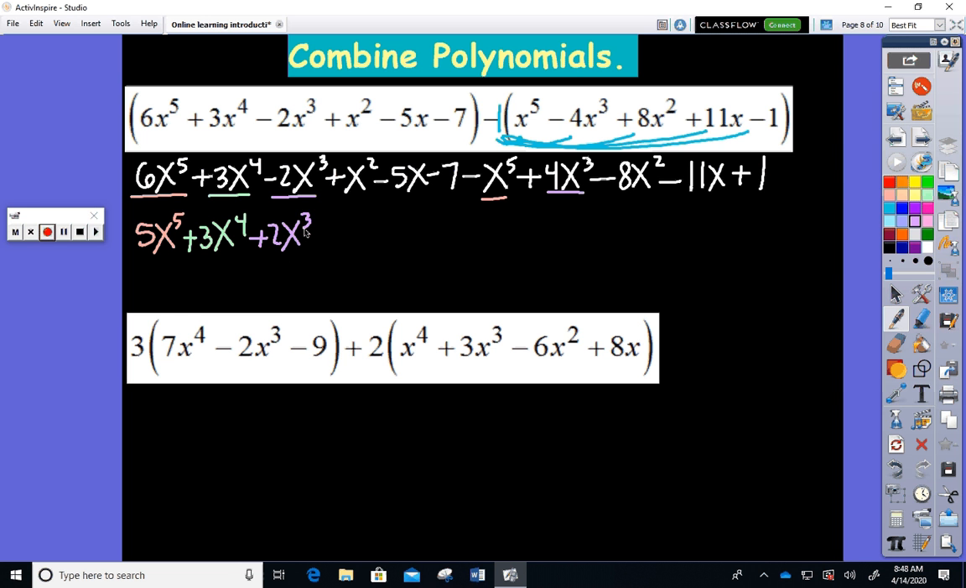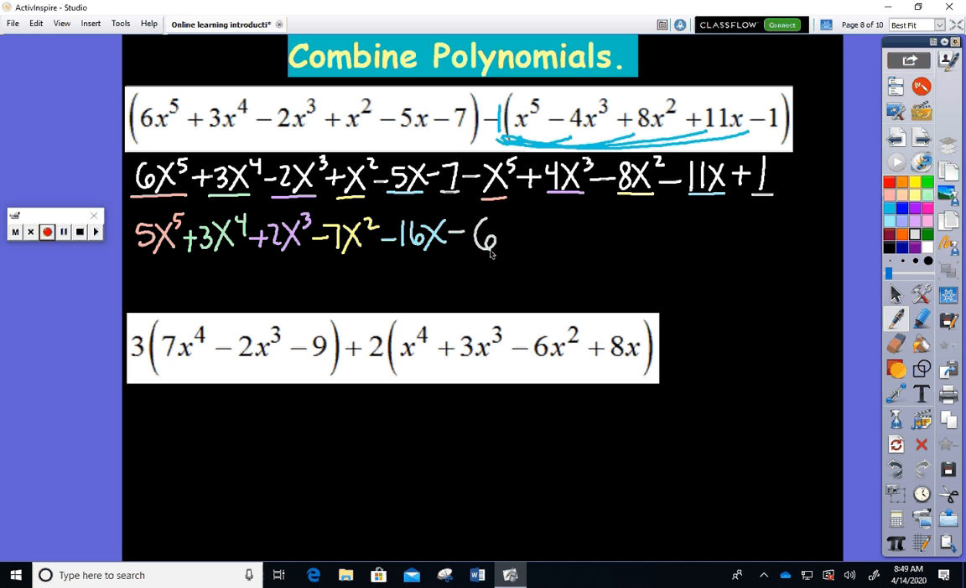So now I'm going to go into my x squared terms. So I've got x squared minus 8x squared is minus 7x squared. And then I've got my minus 5x minus 11x. When I add those, I get minus 16x. And then I've got my plain numbers on the end. So minus 7 and plus 1 is minus 6. So pretty straightforward, don't you think? I would say that you'd think that this is pretty all right.